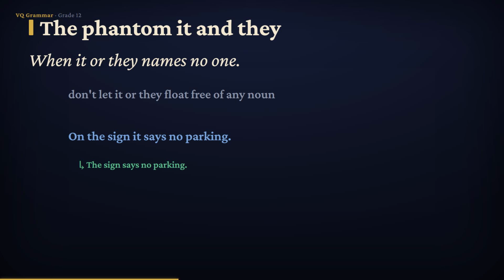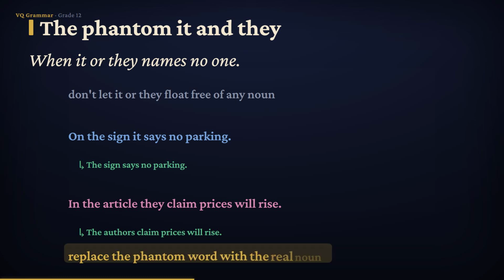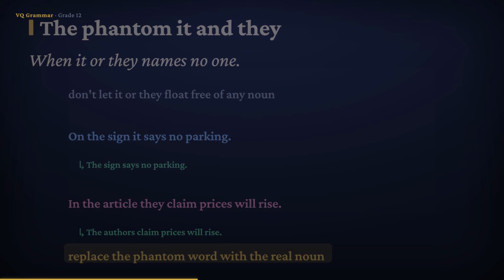The same thing happens with they. In the article, they claim prices will rise. Who is they? The article has authors, so name them. The authors claim prices will rise. Whenever an it or a they is standing in for no one in particular, replace that phantom word with the real noun you actually mean.